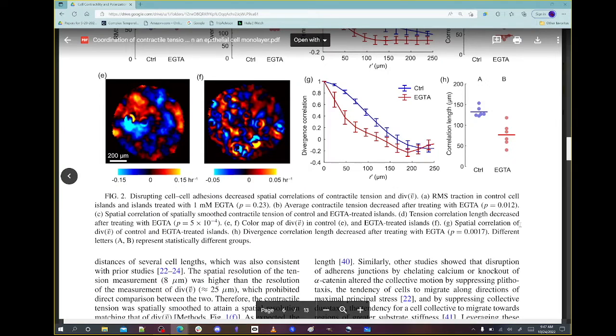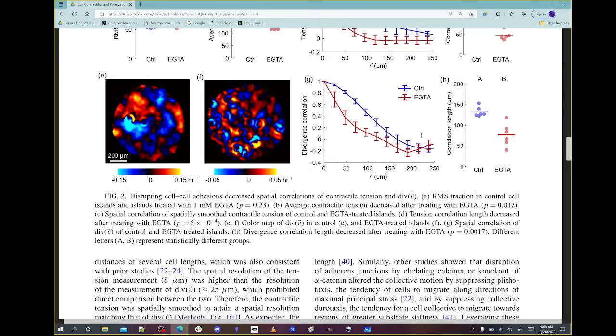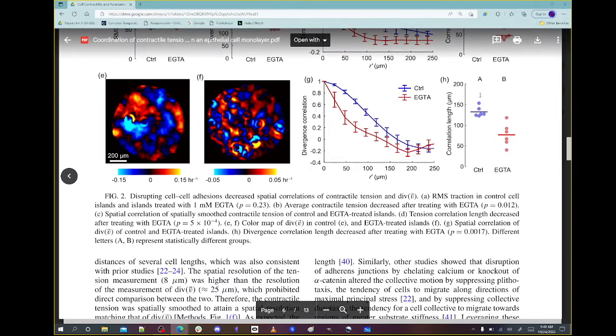And then G and H are the spatial correlation of the div vector of control and EGTA treated islands. So this is divergence correlation here, where they show that the divergence correlation for the treated lags behind the control, but then increases at about 250 microns. And then you can see this correlation length scale difference in this graph. When they do a graph like this, they usually give the observations as these dots, and the line is like the median or the mean. So just so you know what's going on there.